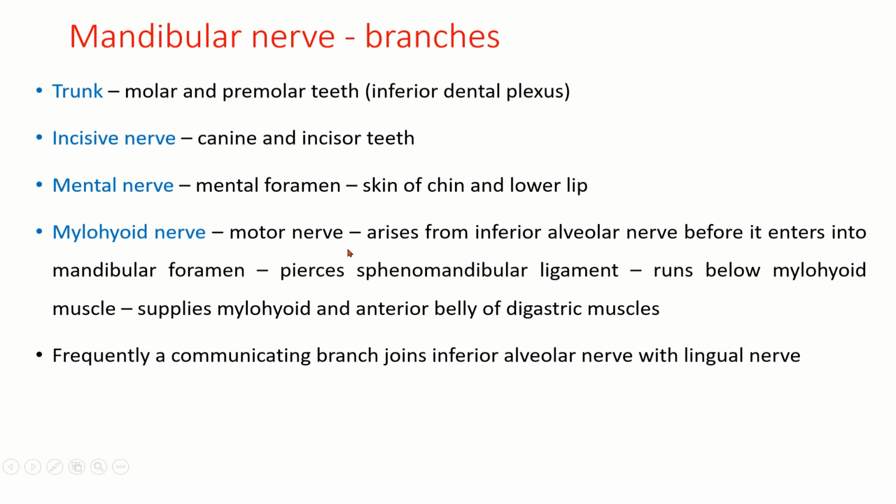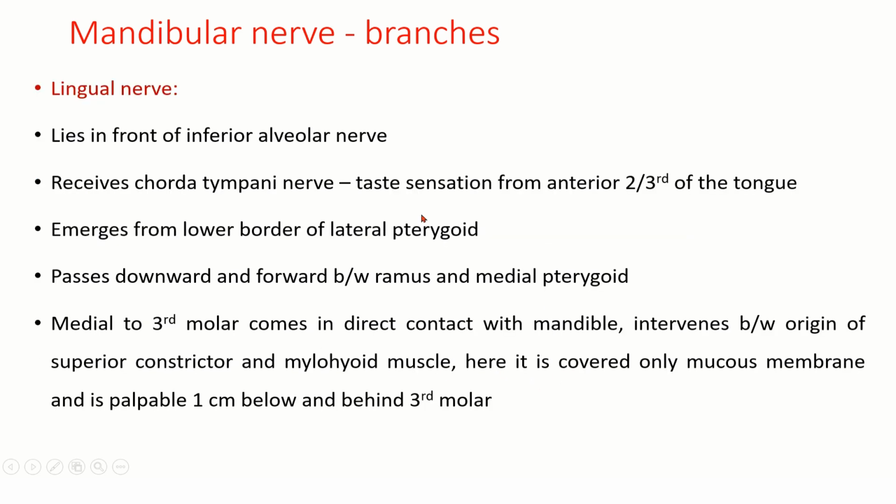Then mylohyoid nerve, motor nerve, arises from inferior alveolar nerve before it enters into mandibular foramen, pierces sphenomandibular ligament, runs below mylohyoid muscle, supplies mylohyoid and anterior belly of digastric muscle. So frequently a communicating branch joins inferior alveolar nerve with lingual nerve. So this we have seen today in the dissection.